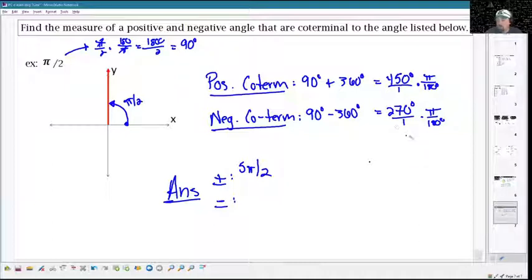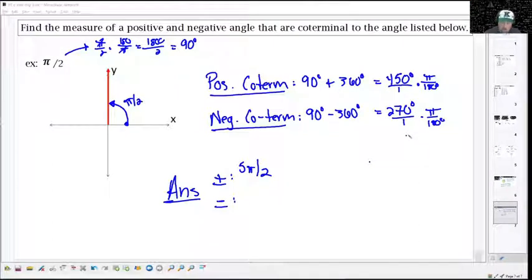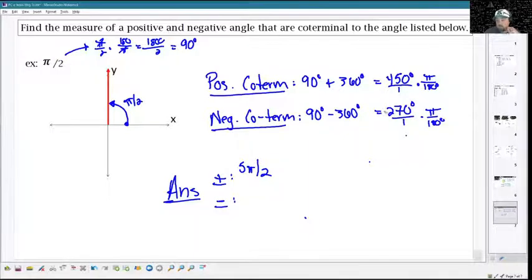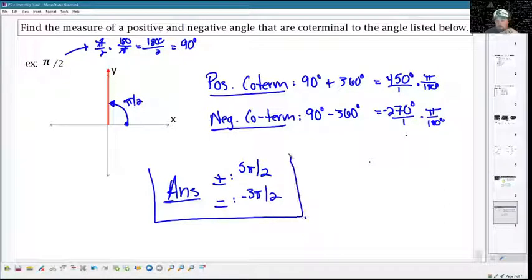And we're going to do the same thing here. 270 divided by 180. That's going to be 1.5, which should be 3 pi over 2, but it's going to be negative. I missed the negative when I wrote this thing here. So this is negative 3 pi over 2. And that's all there is to it for today.